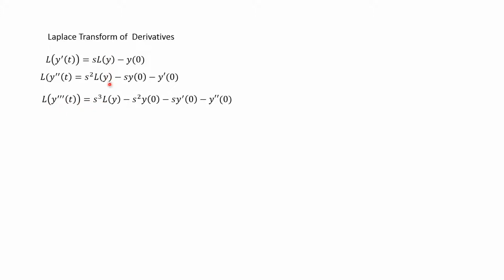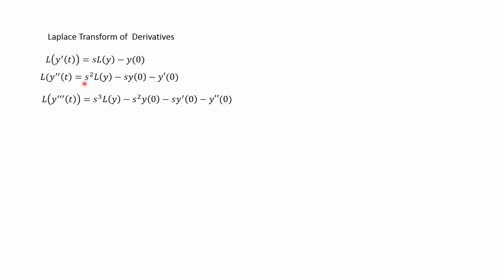All of them have L of y, and then this is s cubed. Descending powers: s cubed, s squared, s, and s to the 0, where the first element is positive and all the rest are negative, while your y of 0 terms are in ascending order of differentiation, from y of 0 to y prime of 0 to y double prime of 0.